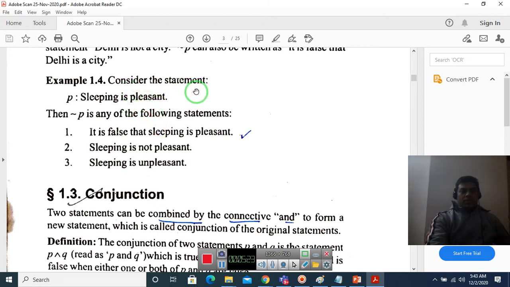Consider the statement P: sleeping is pleasant. The negation of P is any of the following statements. It is false that sleeping is pleasant. Second, it is not the case that sleeping is pleasant. Sleeping is not pleasant, and you can also use an antonym of this word: sleeping is unpleasant. So there are four ways to write the negation of a sentence.